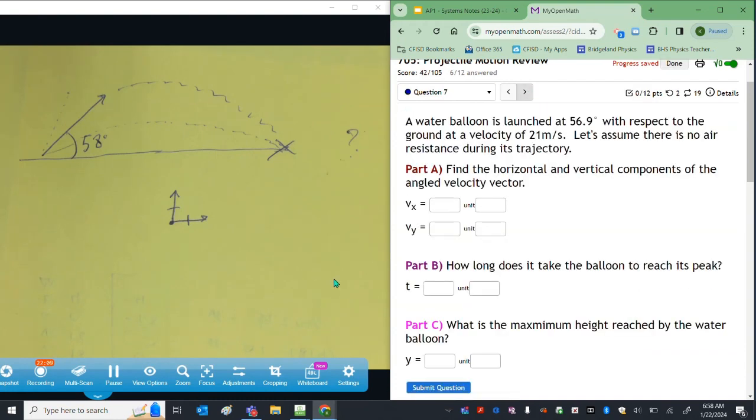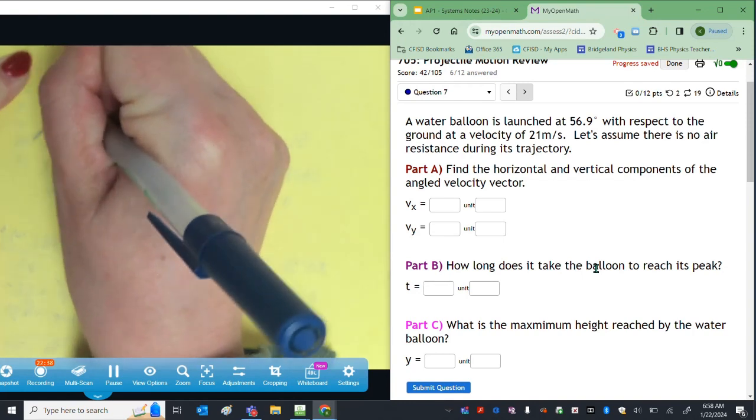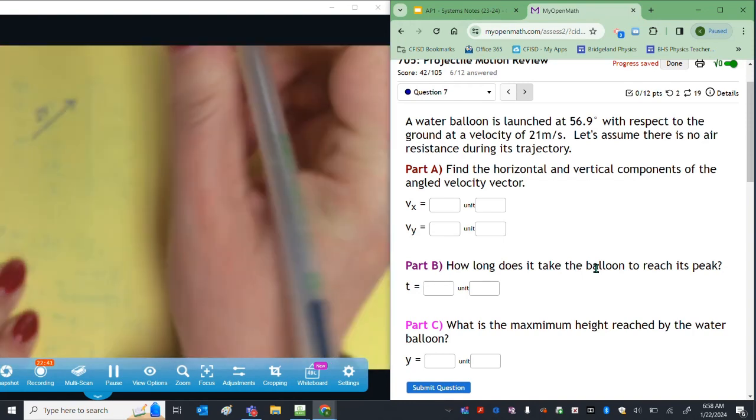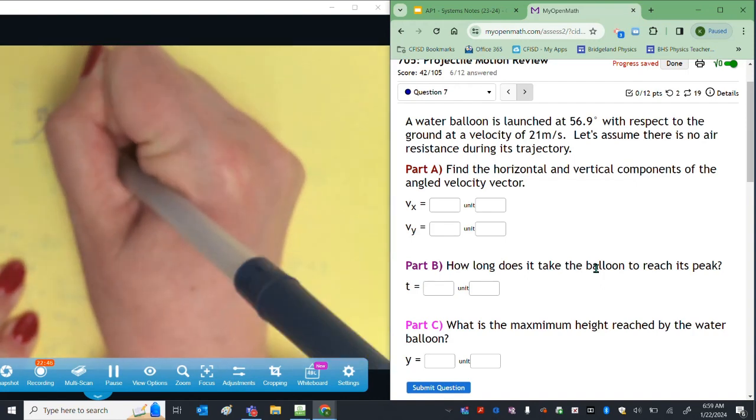Question number 7. A water balloon is launched at 56.9 degrees with respect to the ground at a velocity of 21 meters per second. Let's assume there is no air resistance during its trajectory. So this one's breaking it into parts for us to help us to solve it. Hopefully you already knew to do these parts because it shouldn't have to specify to do this, but it does, so it's trying to help you out here. So let's go ahead and sketch what we have. So we have our 21 meters per second launch at an angle of 56.9 degrees.